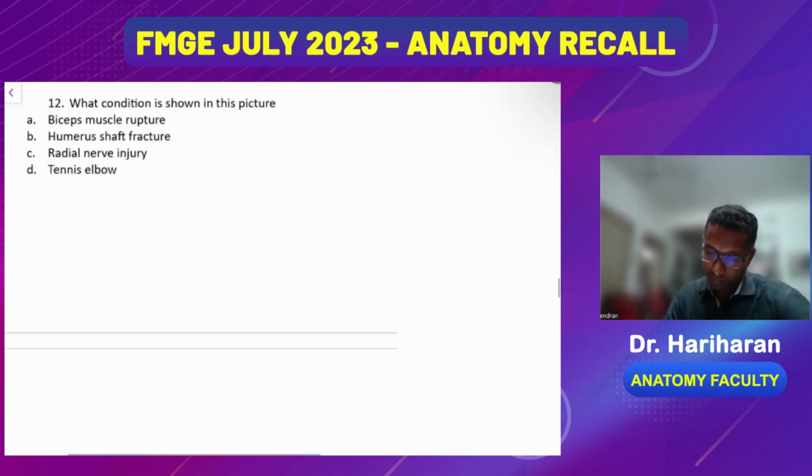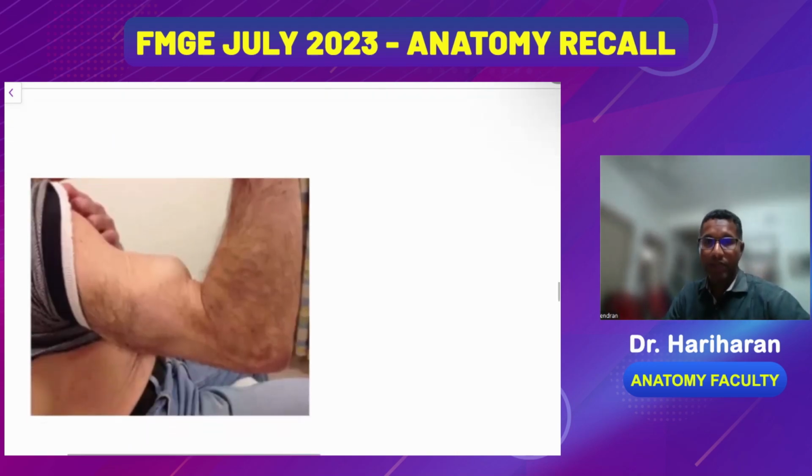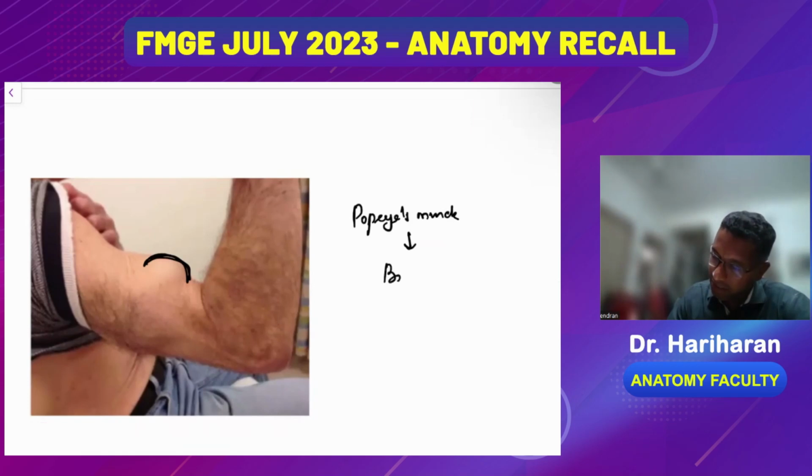Okay, so we'll go to the next question. What condition is shown in this picture? This is a spotter question where there is a small bulge noted in the middle of the arm. This small bulge is called a Popeye muscle. This happens due to biceps tendon rupture.